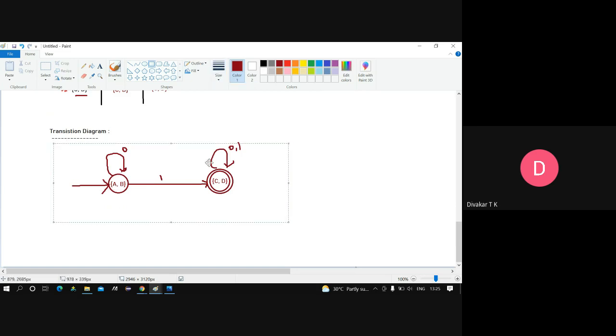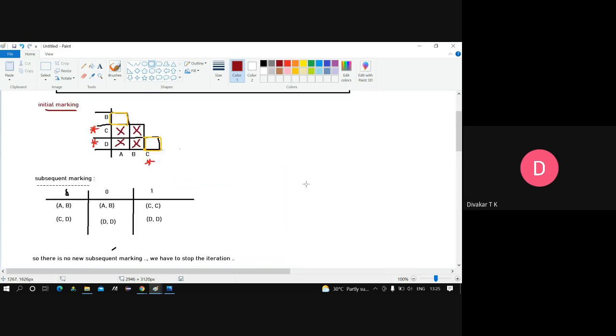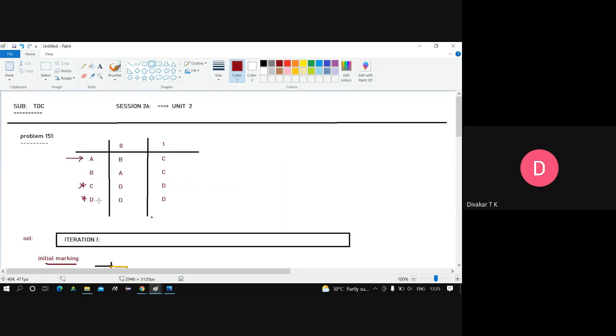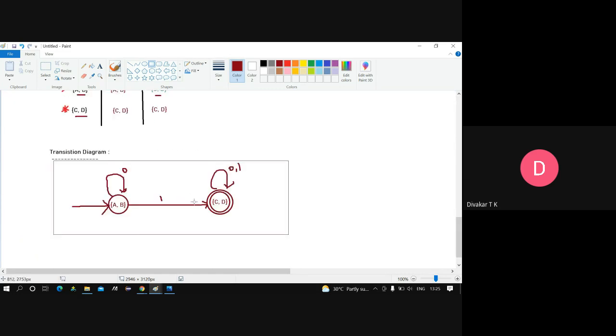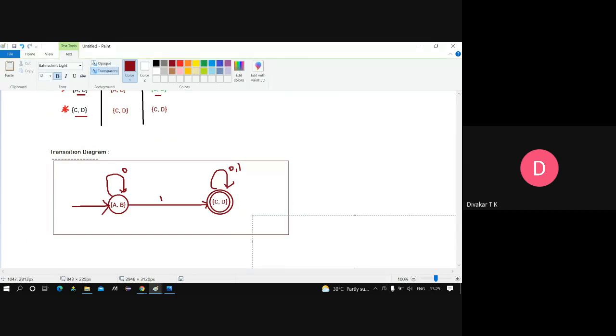See, don't you think this is a minimized DFA? Why? Because initially we had four states present, but in the final solution we got only two states. We have successfully minimized the given DFA. So that's why you have to tell that this is the required solution.